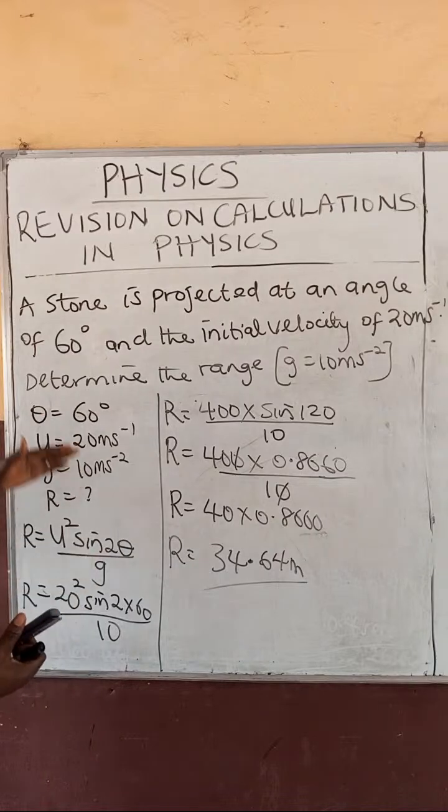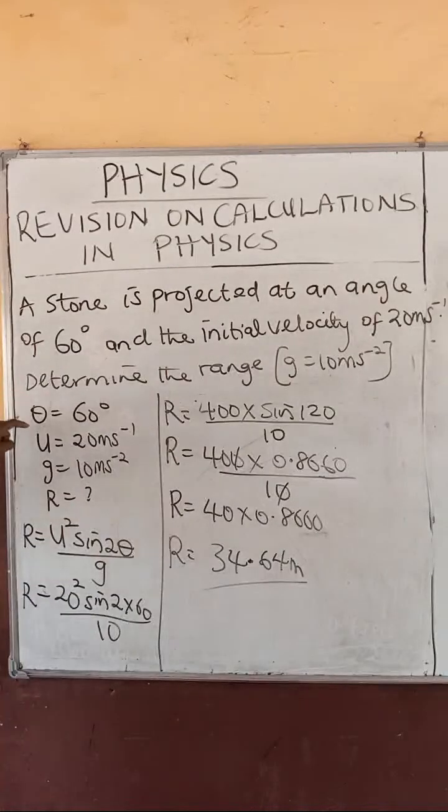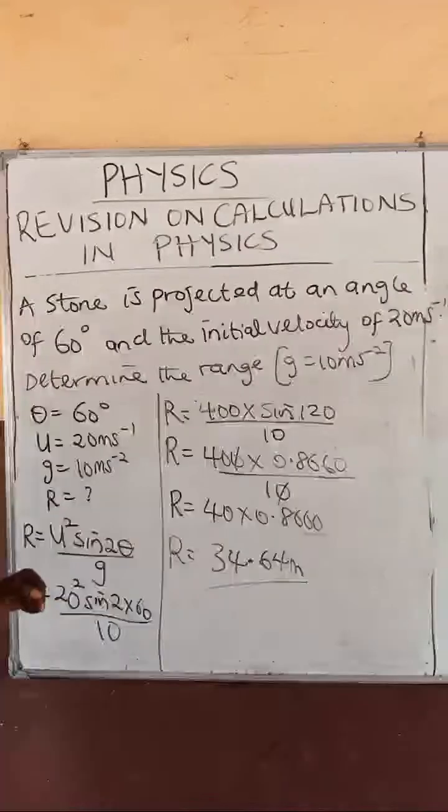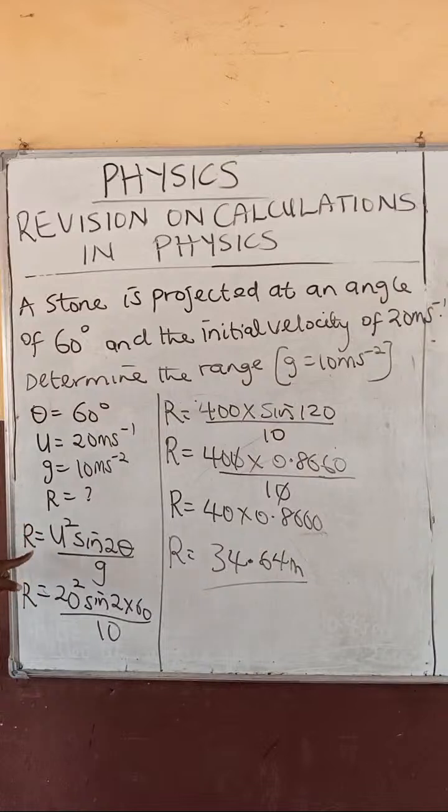Let me do it again. We are stating our parameters. Our angle is equal to 60. Initial velocity is equal to 20, okay? Then my G is equal to 10. I am asked to find the range. From projectiles, we have proven and we have derived the formula that range R is equal to U squared sine 2 theta over G, right? Okay, so I'll proceed.